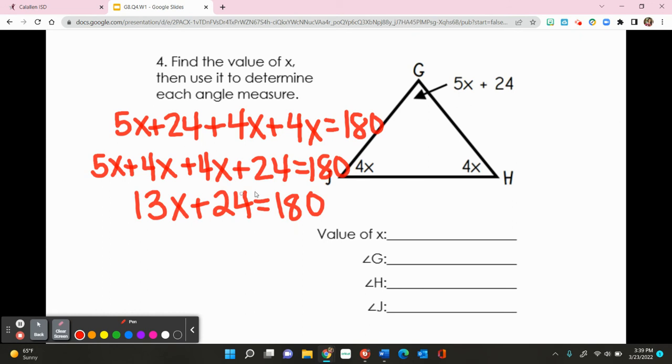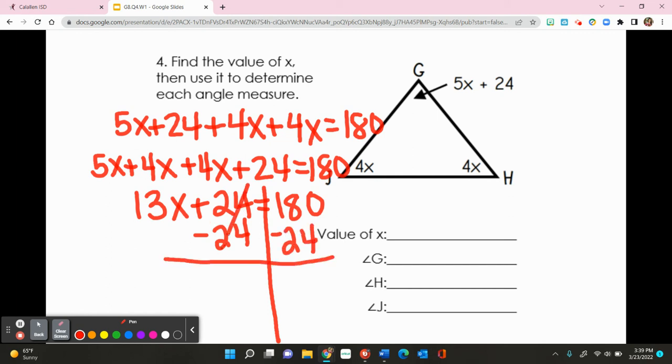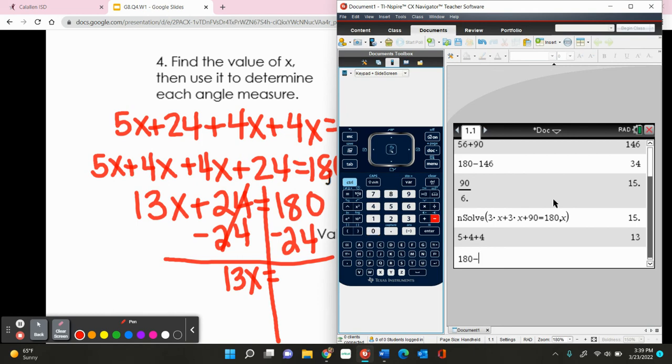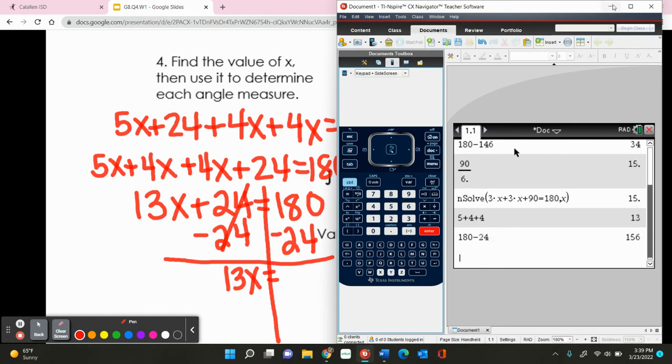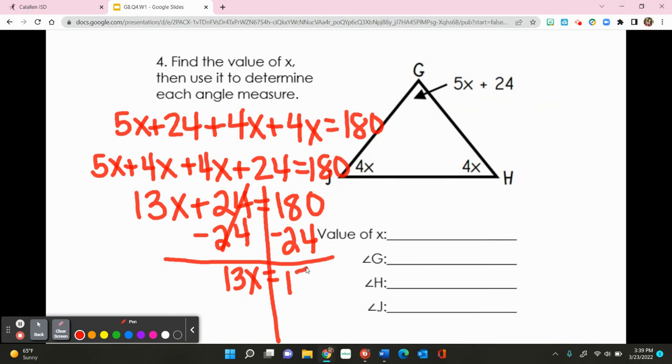So now I'm going to draw a line through the equal sign again. And now I want to see what's being added or subtracted to x. Right now 24 is being added, so I'm going to subtract 24 to both sides. This cancels out. I'm left with 13x equals 180 minus 24. So putting that in your calculator, 180 minus 24 is 156. So here, 13x equals 156.